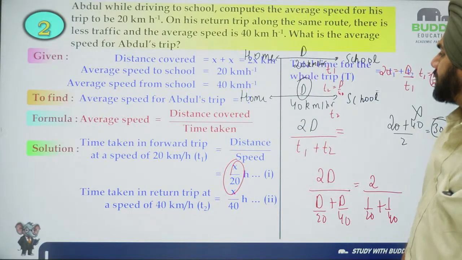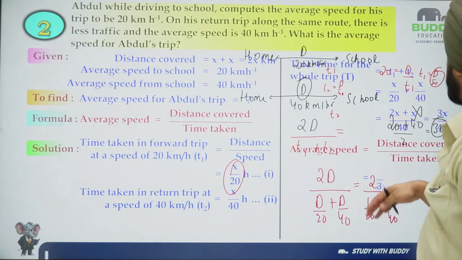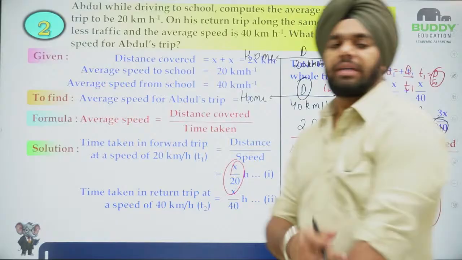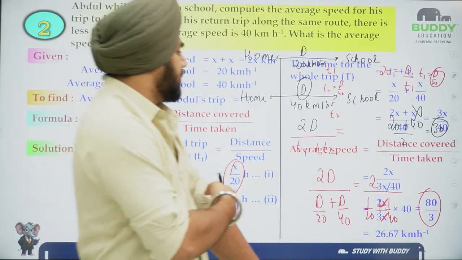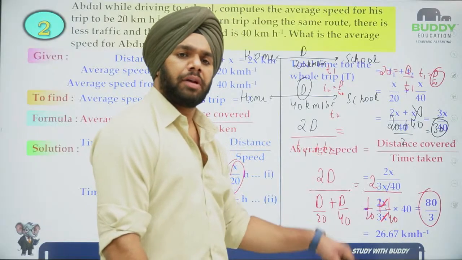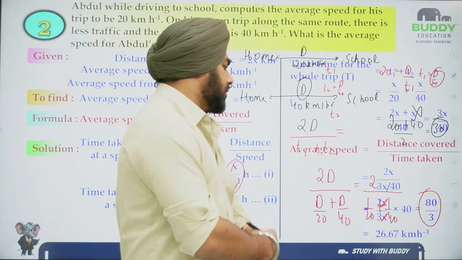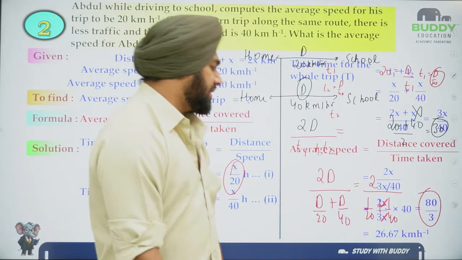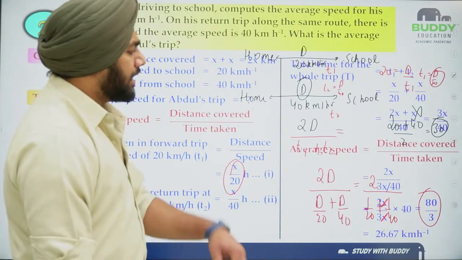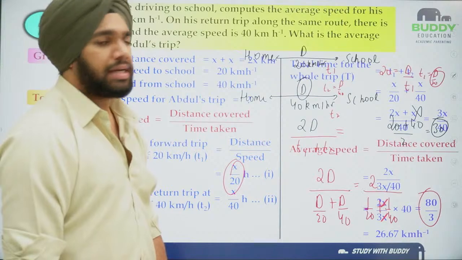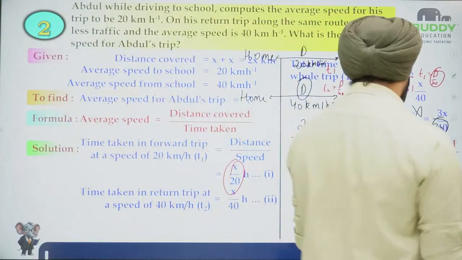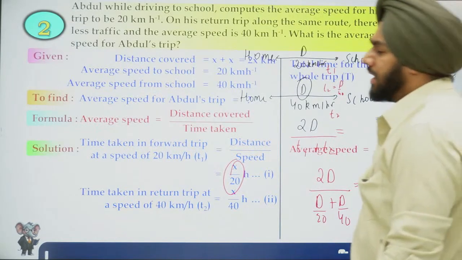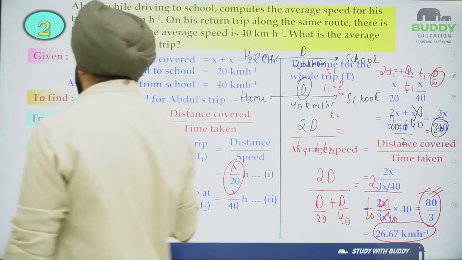Then x by 40. So for the whole trip we solved, and then eventually we'll get 80 by 3, that is 26.67. When you solve this, eventually you'll get this value only, 2 upon 1 by 20 plus 1 by 40. It will become 60 by 800 if you take the LCM. Then 6 by 80, 80 will go in the numerator, so 2 into 80 is 160, 160 by 6 is 80 by 3. So the average is coming out to be 26.67 kilometer per hour, but some students try to solve this directly.